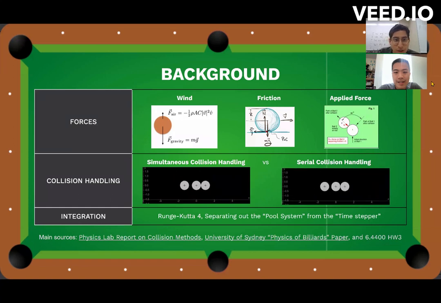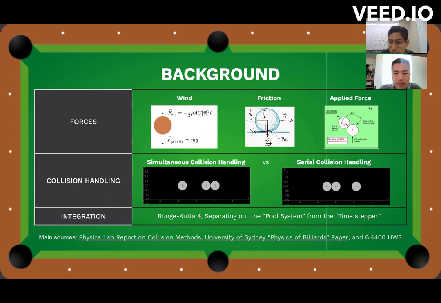For a little bit of background, some of the forces that we talked about were wind. As the ball moves at really high velocities, it's going to be crashing against the wind, slowing it down. Of course, there's also friction with the table, so that's also going to be slowing it down in the opposite direction that it's moving in. And then we also had to learn how to add applied forces. Obviously, when the cue stick strikes the ball, it's going to have this applied force on it initially, and how it interacts with other balls.